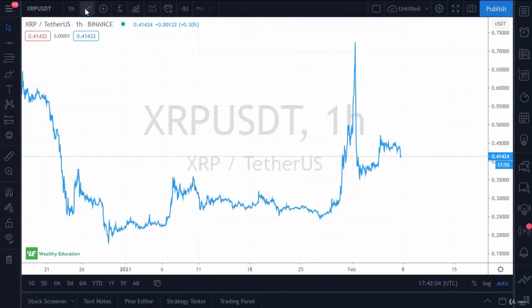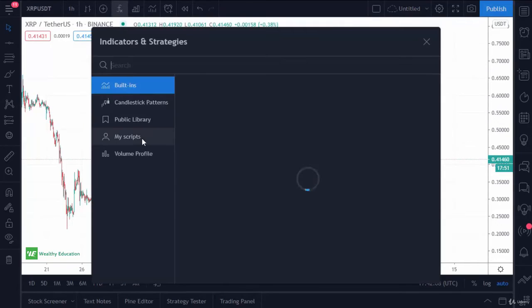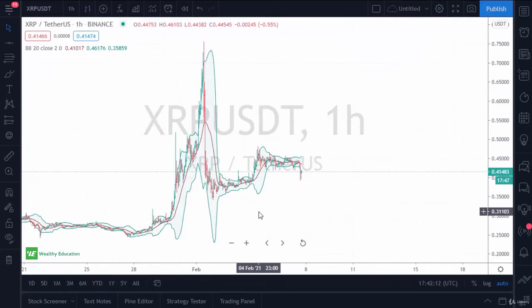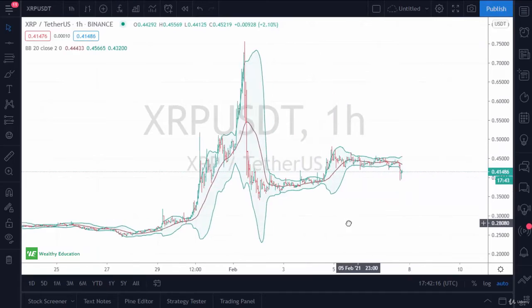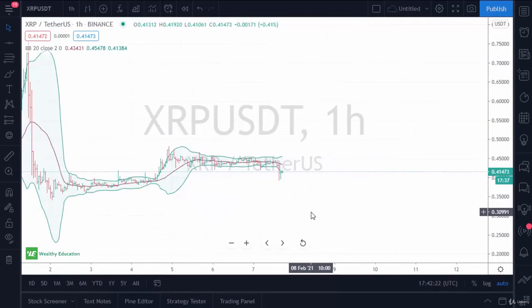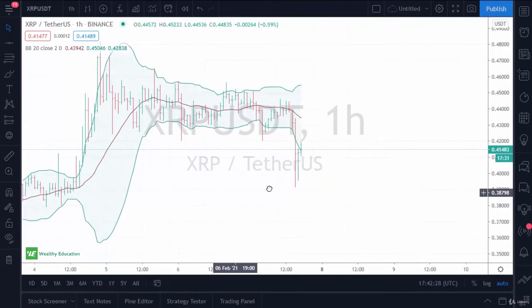So let's go ahead and take a look at Ripple. And let's put Bollinger Bands on this. See how wild it can get? That's because the market is wild. And now we have calmed back down. A lot of times that's a news-driven event. So that's something to keep in mind as well. You can trade inside the bands.